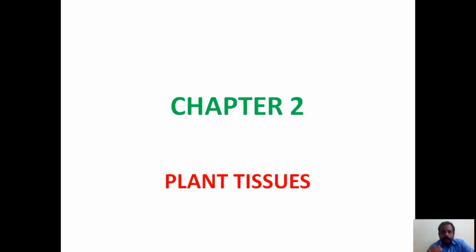Now one more thing you have learned in your previous classes: cells combine together to form tissues. So this chapter is all about plant tissues. Tissues of plants you are going to learn in this chapter. Now let us learn what will happen when we take a peel of onion and see it under a microscope. First of all, we have to learn the procedure for the experiment.